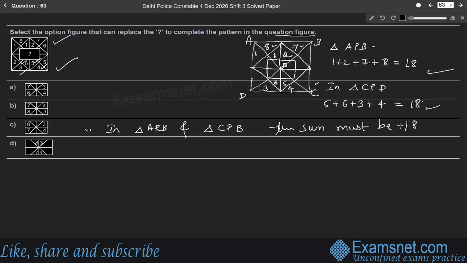For that, we have to write the numbers in APD. In triangle APD, to get sum 18, look at the given figure: there is 1 and 2. So let us write 1 plus 2, and the remaining numbers must be 7 plus 8. So we write 8 and 7 inside this, or else you can write them here also. This will give the sum 18, so 1 plus 2 plus 7 plus 8 becomes 18.